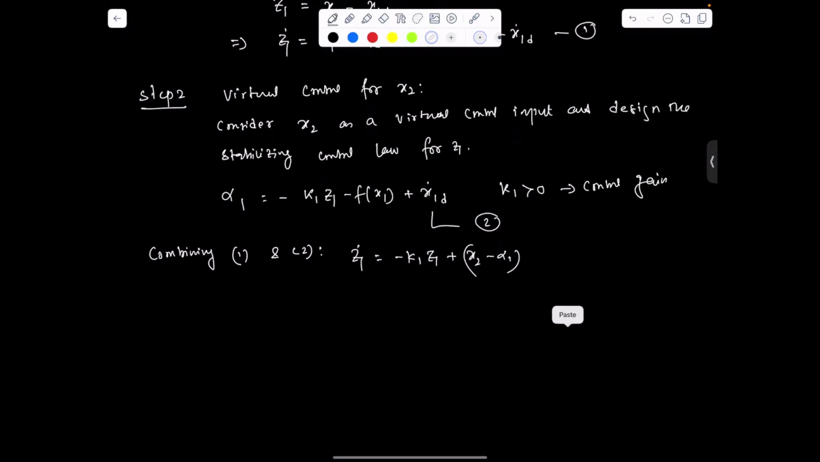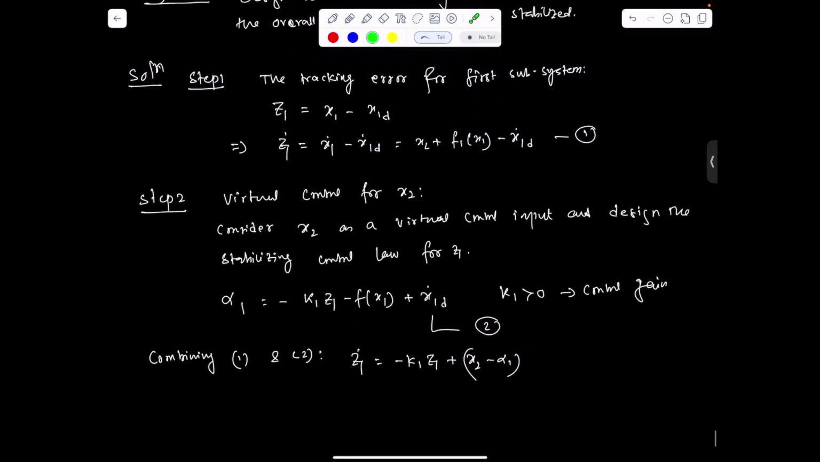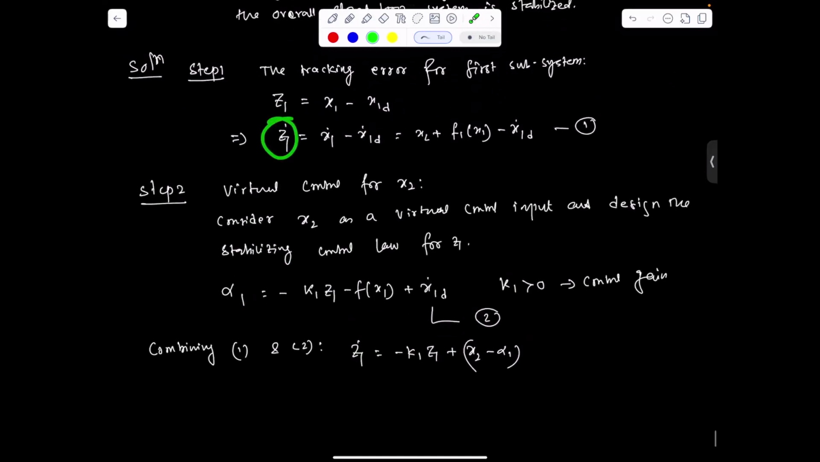So if you notice here carefully, once these two parameters are equal, then this becomes a stabilizing function. This is stable, asymptotically stable dynamics when X2 equals alpha 1. So this is what we have done, right? In place of X2, we are choosing alpha 1 to be the stabilizing function for the G1 dynamics.